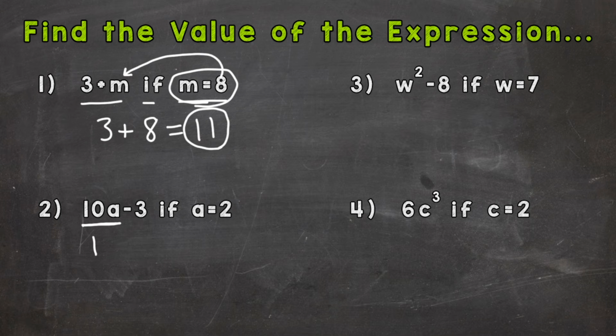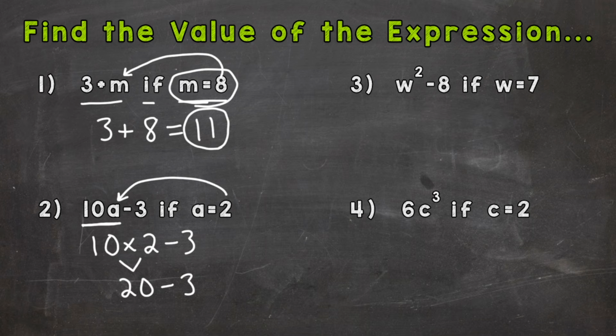So let's rewrite our problem with 2 plugged in for a. So 10 times 2 minus 3. And now we're able to solve. So it's just order of operations, which multiplication comes before subtraction. So 10 times 2 is 20. Bring down our subtract 3, and we get to 20 minus 3, which is 17.